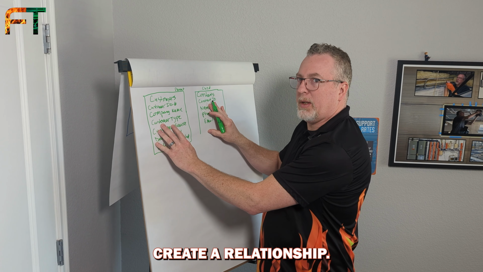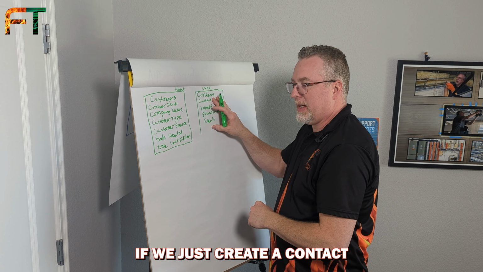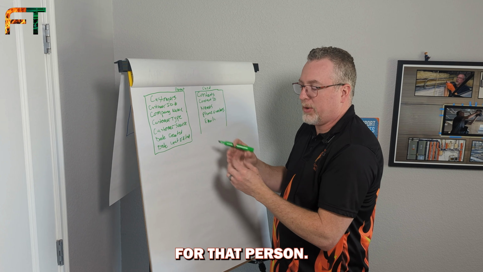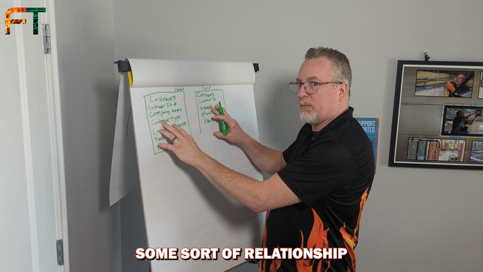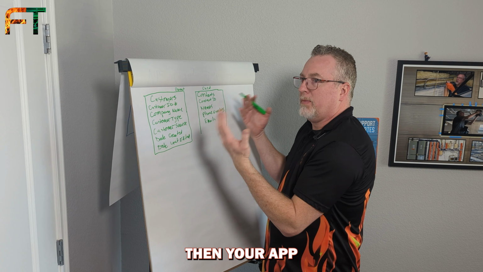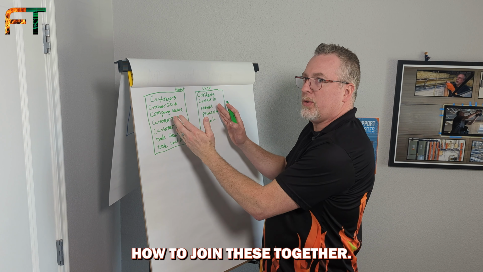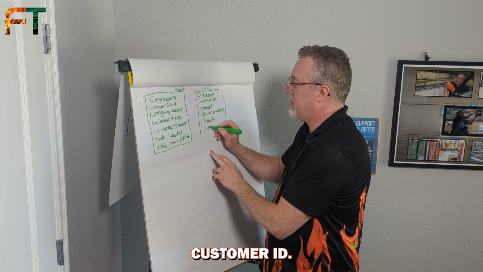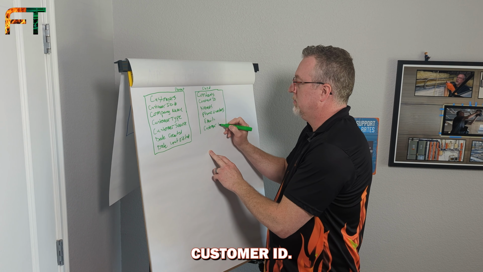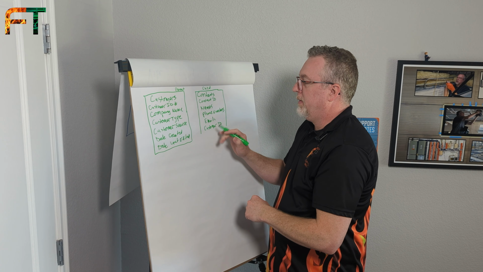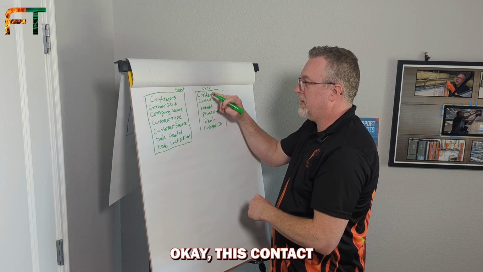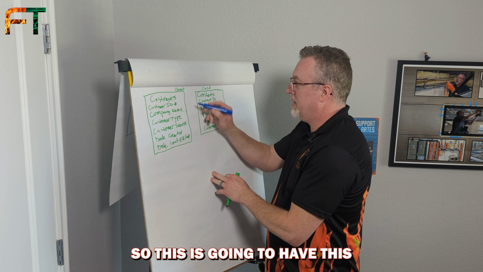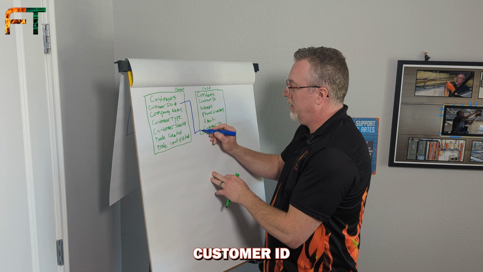But now we have to create a relationship. If we just create a contact table and a contact record, so a record is the individual information for that person, and we don't create some sort of relationship between these two, then your app is not going to understand how to join these together. So it's going to join it based on customer ID. This tells the system, okay, this contact belongs to this customer ID. So this is going to have this customer ID entered right here.